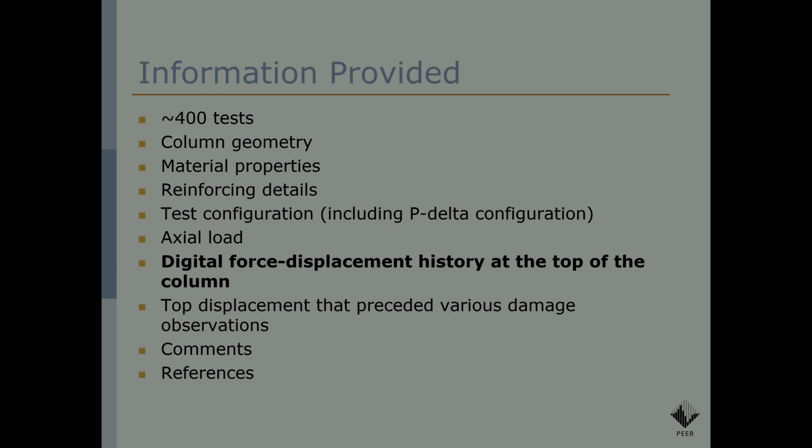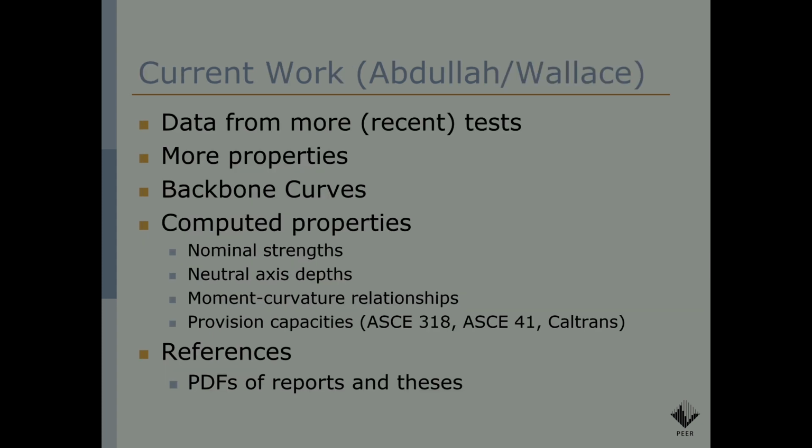So we have that, but that's always much more effort to get when you want the whole digital force displacement history. And then it talks about when damage occurs, and then a bunch of comments about what's unknown, what's special about that test. And then, of course, always the references. In fact, the specimen name is always the reference because we want people to go back and always refer back to the work that was actually done to begin with.